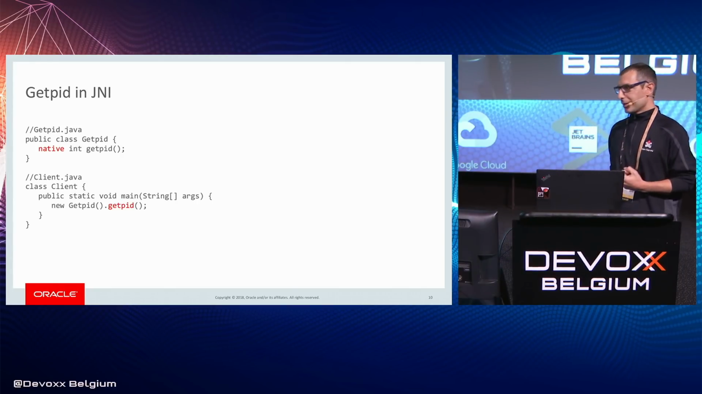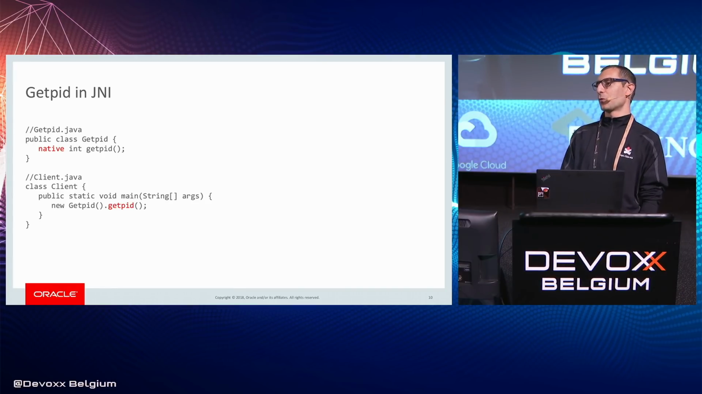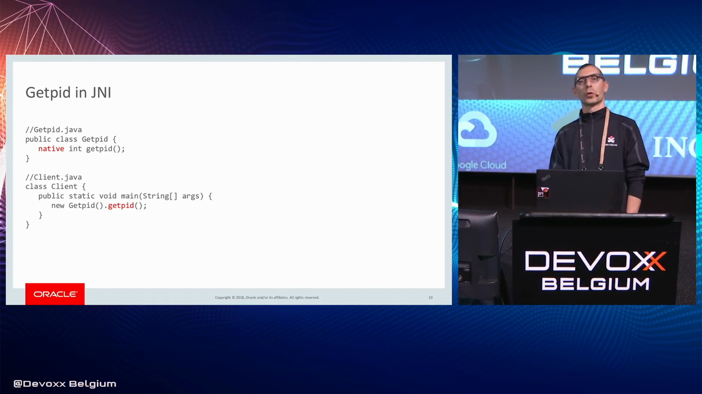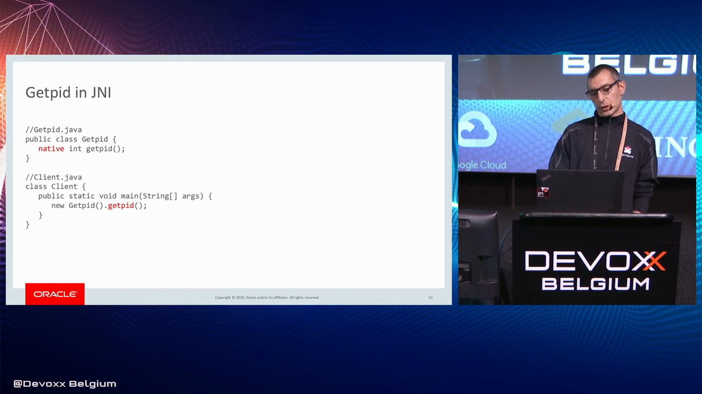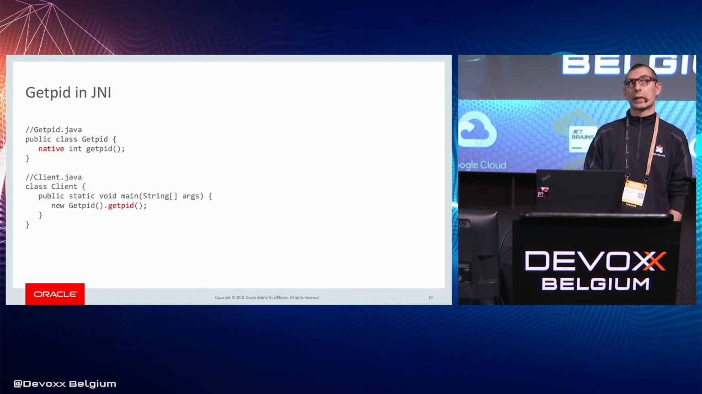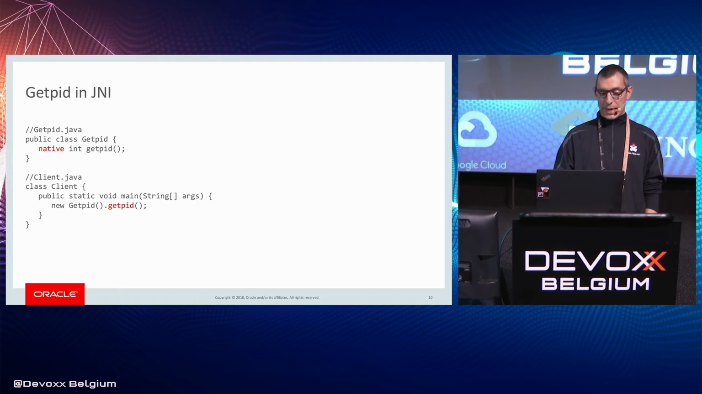So this is like the very first example that you will try to write using JNI. We want to call the getPid system call using JNI. And well, if we play by JNI rules, then we declare a class. I call it getPid. We put a native method inside the class. And then we just create the class and call the method. That sounds easy, doesn't it? Except it's not.